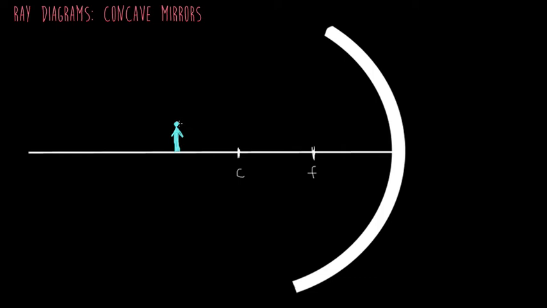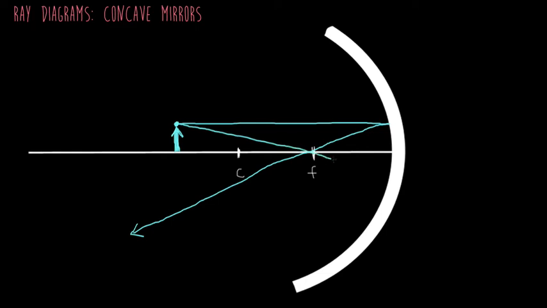Now the first ray that we draw travels parallel to the axis and then reflects through the focal point. And I apologize if all of my lines don't line up perfectly. If you use a straight edge, they will, but I don't have a straight edge to do this with on my computer. Okay, so the second line that you draw goes through the focal point, and this time it reflects parallel to the axis. So it's kind of the reverse of this first line right here.